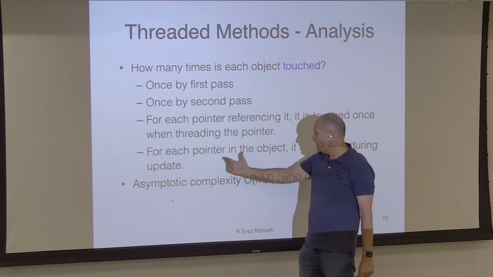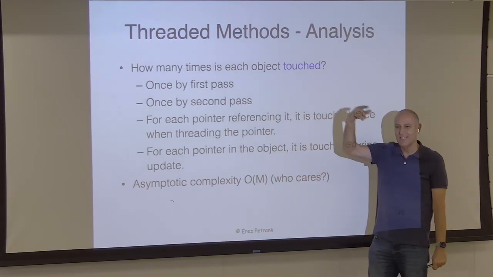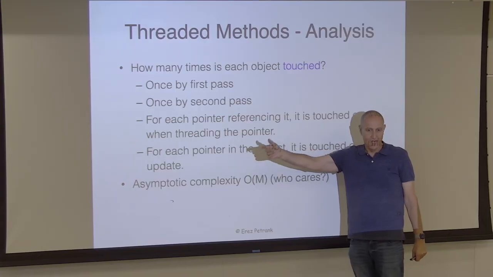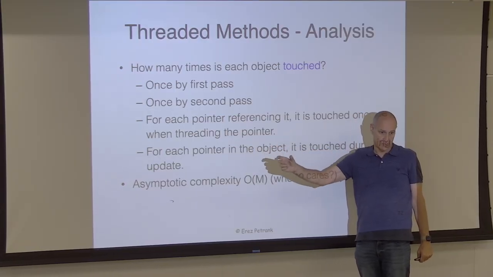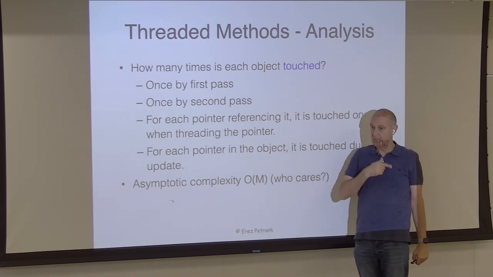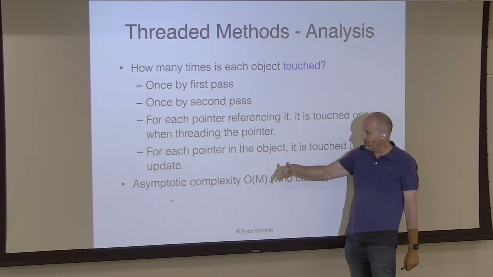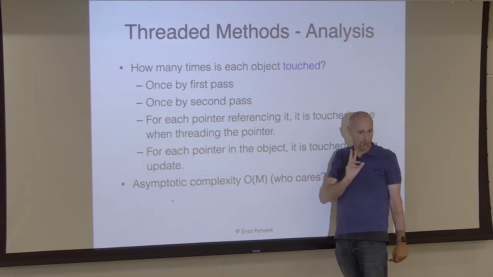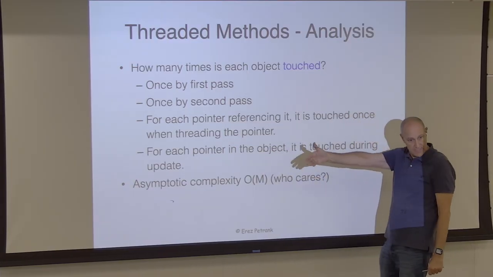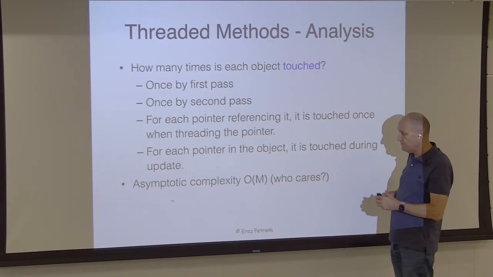And then for each pointer in the object that is threaded into another object, whenever I fix the list from the other object, I'm going to go to this object and change its pointer. So I'm going to touch it again. So for each outgoing or ingoing pointer to the object, I'm going to touch it. So I'm touching an object more than 2 times. I'm touching it several times during these 2 passes, which means that it's more expensive.